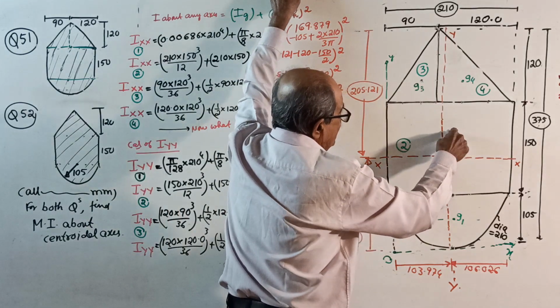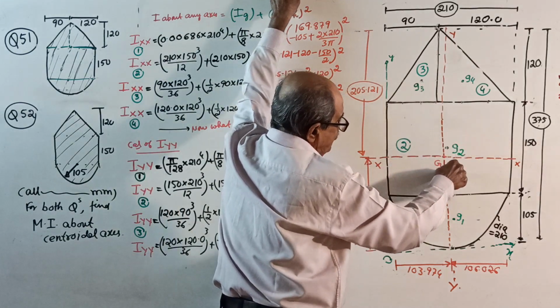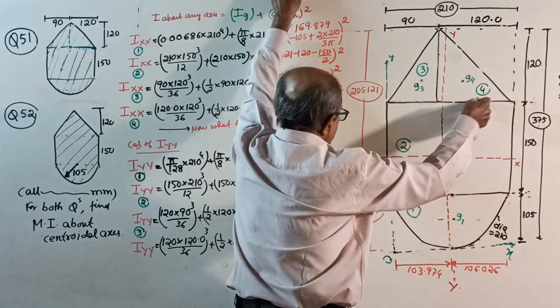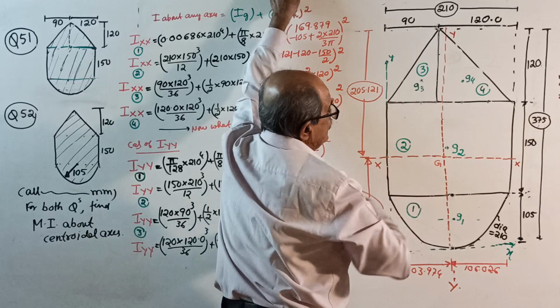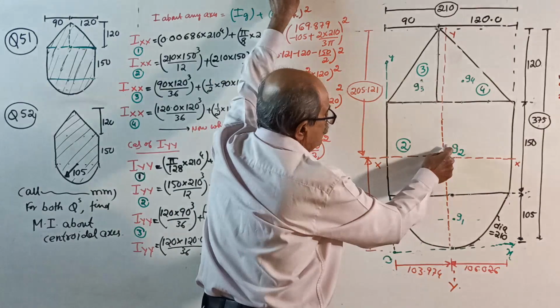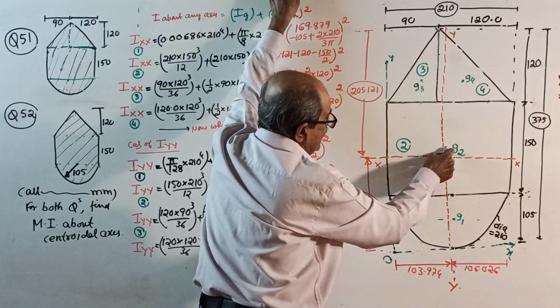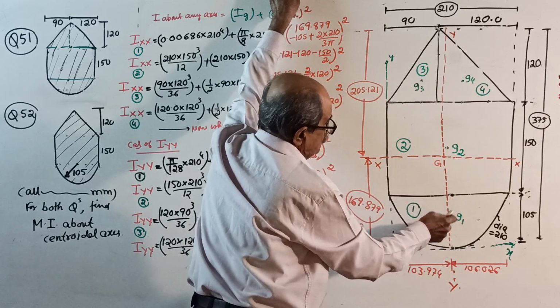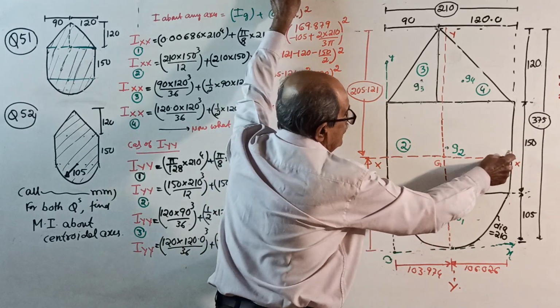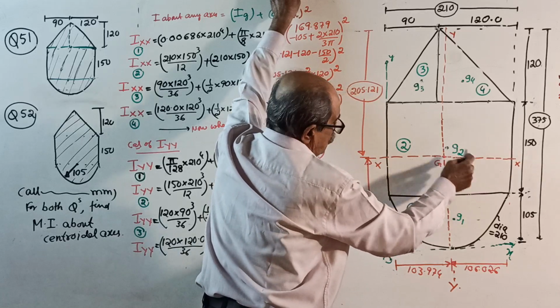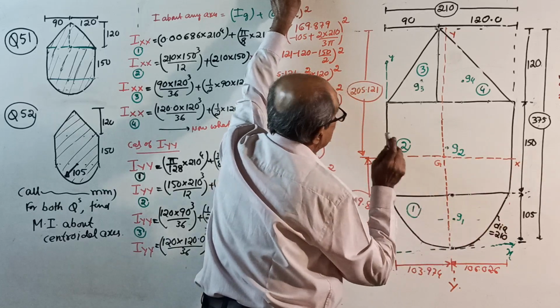Rectangle, I about its own centroidal axis: 150 into how much? 210 cube by 12 plus area into this distance square. That distance square is same as this distance square. You can make out there because why? This is also 210 by 2. This also 210 by 2.